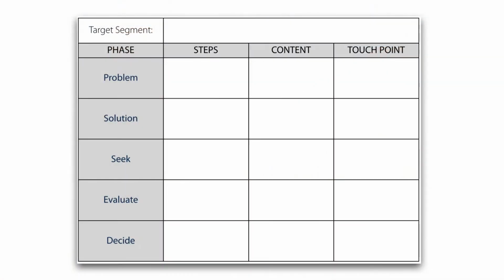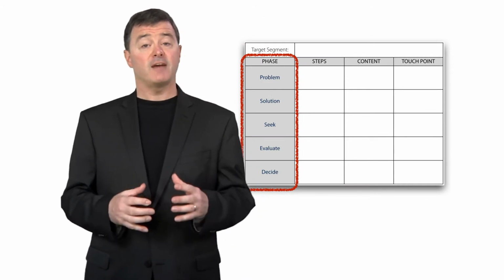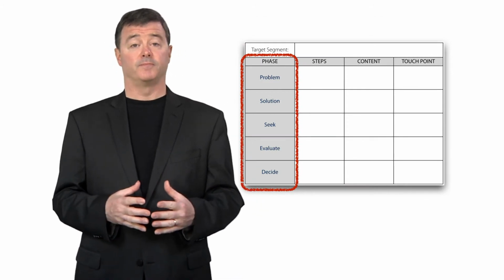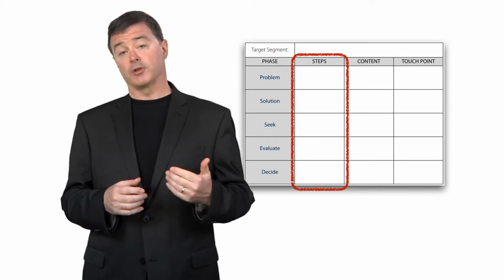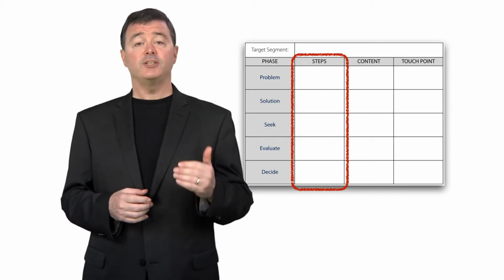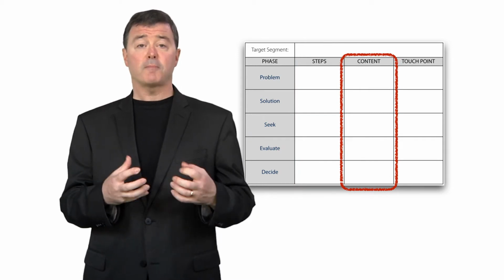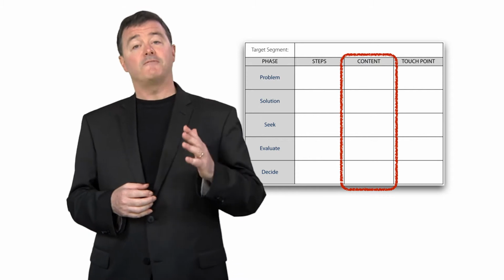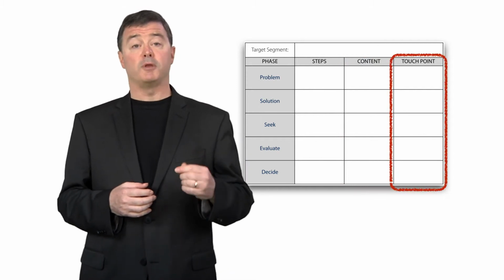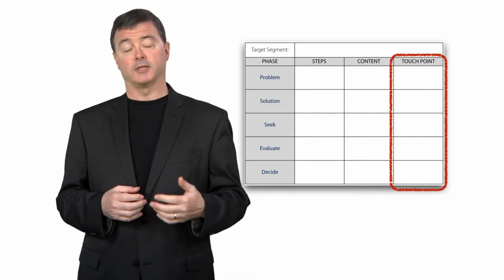Now, when I'm doing this, I use a template like this to organize my thoughts and share it with colleagues and clients. I think you'll find it useful too. First, there are the 5 phases we've already discussed. Next to each one, fill in the steps your target would go through during that phase. Then jot down content ideas that you think might be useful to the target at different steps. And finally, define the online touchpoints you feel would be most effective at delivering your content.